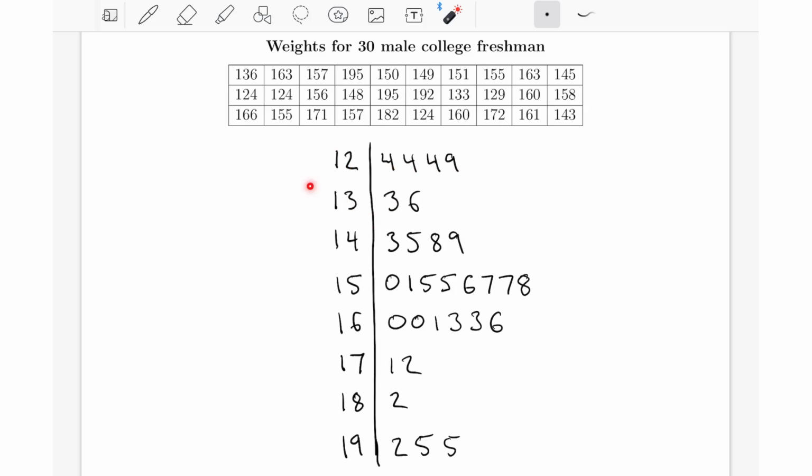124, 124, 129, 133. Hopefully that's making sense, right? So if we just drew this graph and expected someone to be able to interpret the data set we're talking about, we would have to specify that the leaves represent the 1's digit, right? Hopefully that makes sense. Let's look at one more example.